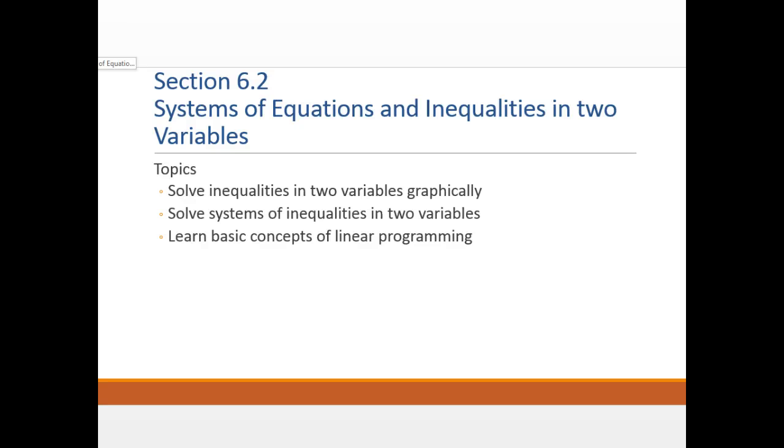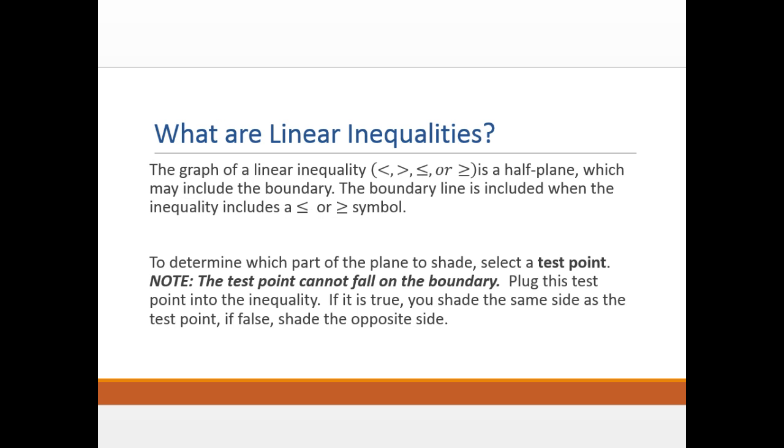This is section 6.2, systems of equations and inequalities in two variables. Now basically, what are linear inequalities in two variables? The best way to think of them is to think of their solution set, which, the graph of a linear inequality, is basically a half plane.